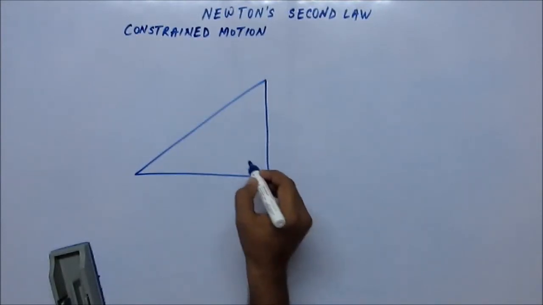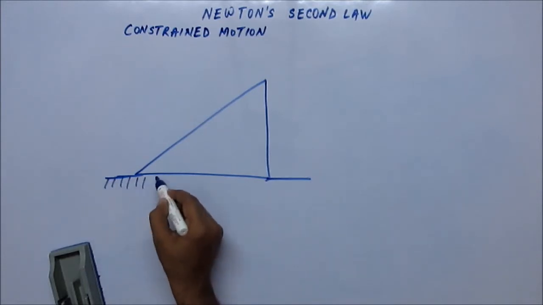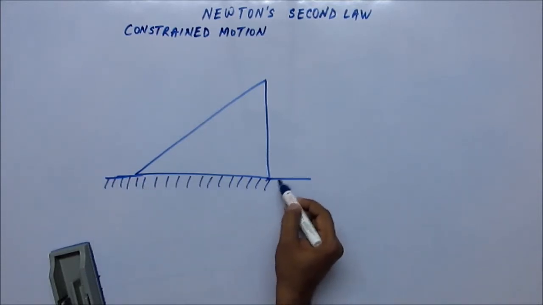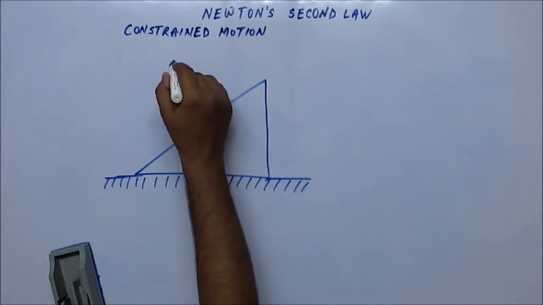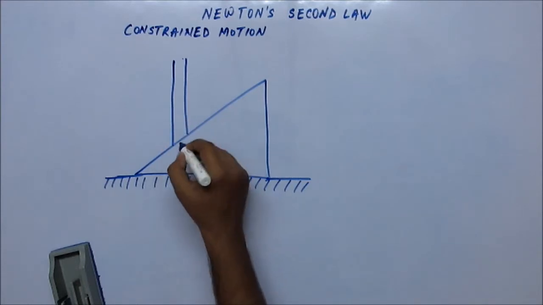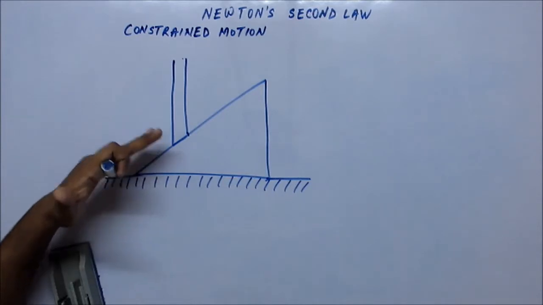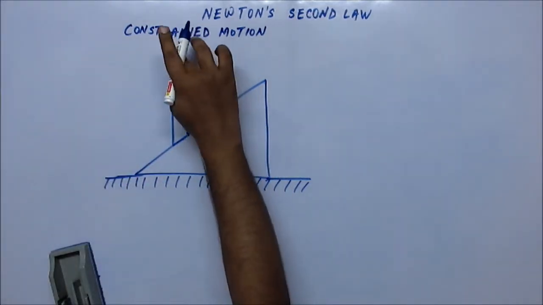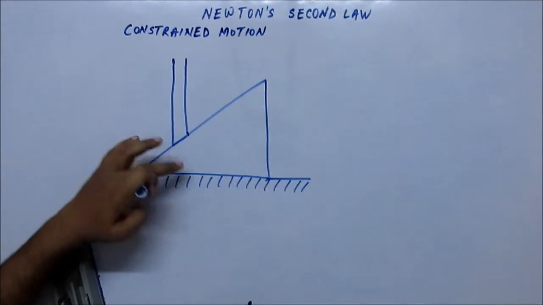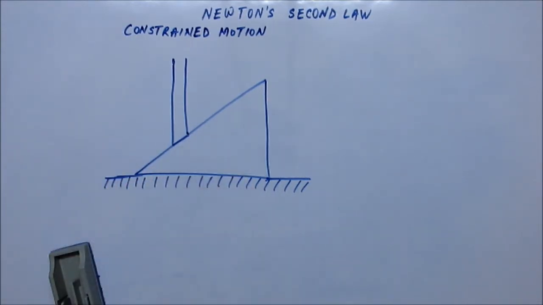Okay, let's solve a couple of more problems. This is a wedge kept on a frictionless, smooth surface. The wedge is free to move, it is not fixed. And there is a vertical column like this. The angle of inclination matches. The surface of this column and the surface of the wedge come in contact at each point.